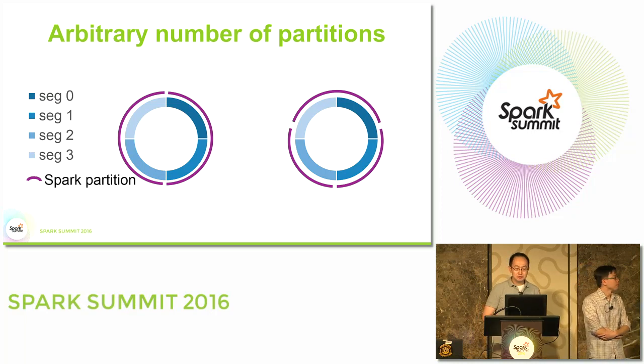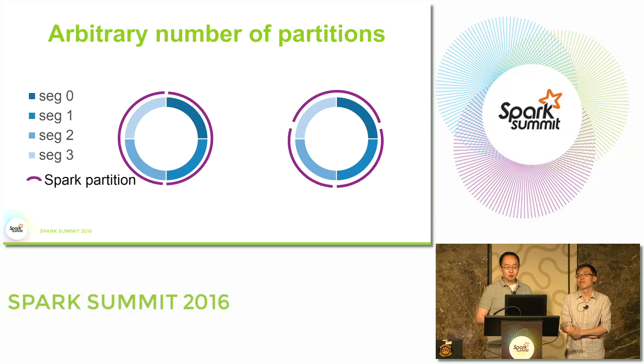We also support defining an arbitrary number of Spark partitions over an arbitrary number of segments. In this example, we can see we have a set of 4 segments, which is a hash partition of a Vertica table. And over these 4 segments, we can define 2 Spark partitions or 3 Spark partitions.